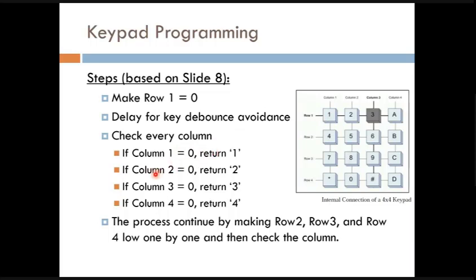If not true, proceed to checking column 2. And if nothing happens, go checking column 3, and then go checking column 4. So the process repeats for the following row. This one, you put 1 again, and this one you put 0. And you check using similar code, but the return value needs to be changed. Why? Because the first row will be 1, 2, 3, 4, and then the second row will be 5, 6, 7, and 8. The return value must be changed accordingly.